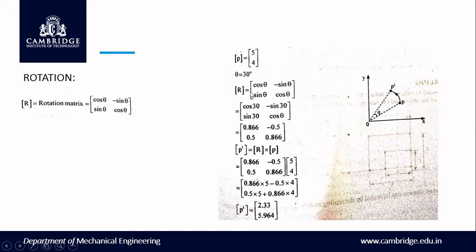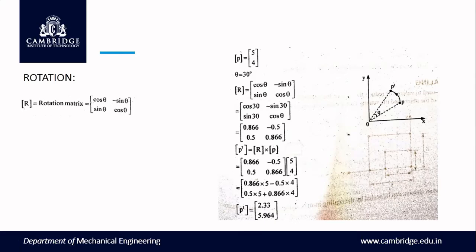For the rotational matrix, you have to substitute the value of theta: cos 30, minus sin 30, sin 30, cos 30. You will get a matrix, and then multiply with the point. Rotation is a multiplicative transformation. Scaling as well as rotation is multiplicative, but translation is the additive type. Okay, now you can multiply, and then you will get p dash, rotated to 2.33 and then 5.964. This is how you are supposed to rotate the point.